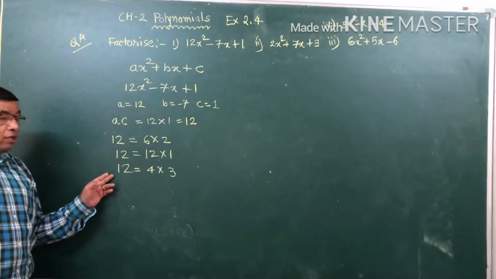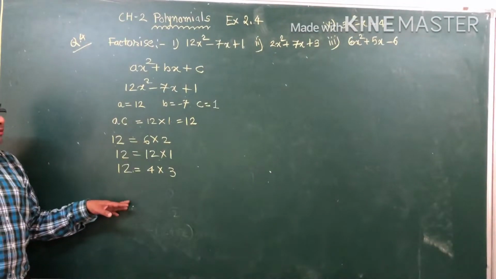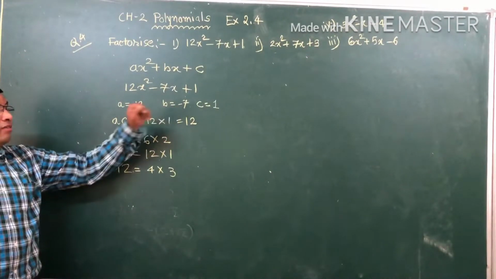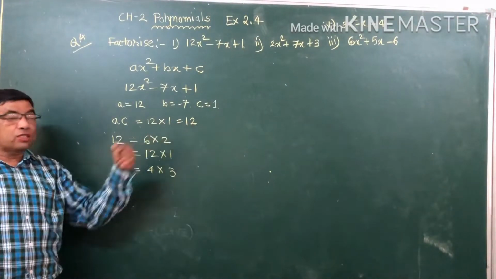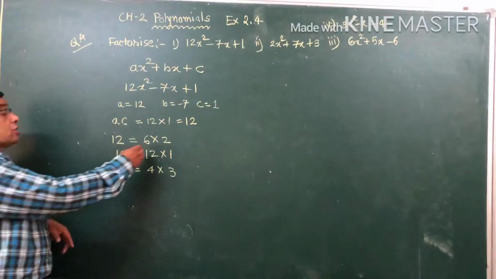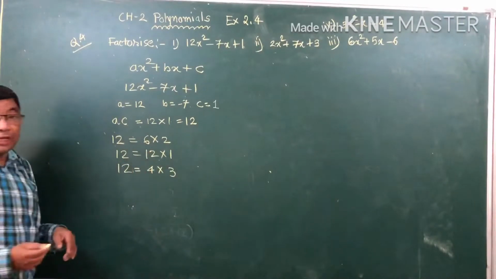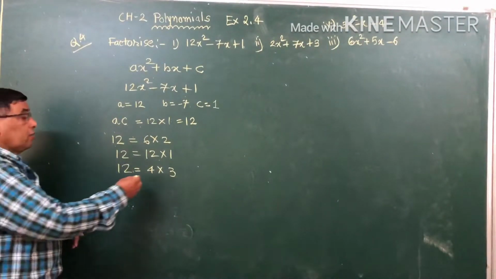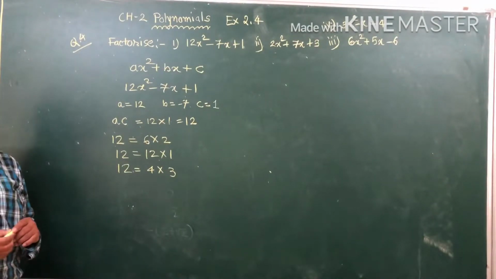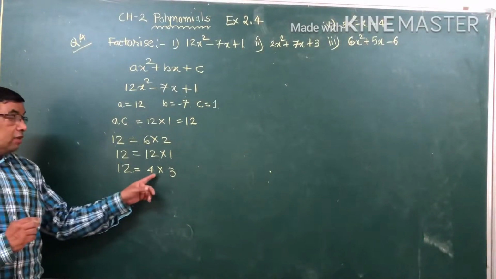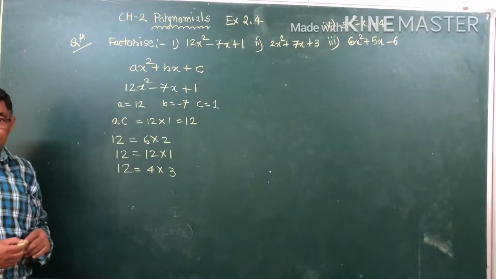Out of this, you select that one which gives the total minus 7, and the multiplication we want is plus 12. So 6 into 2 is 12, 6 plus 2 we are getting 8. 12 into 1 is 12, 12 plus 1 we are getting 13. 4 into 3 is 12 and 4 plus 3 we are getting 7. But this 7 is plus 7 and we want minus 7 here.